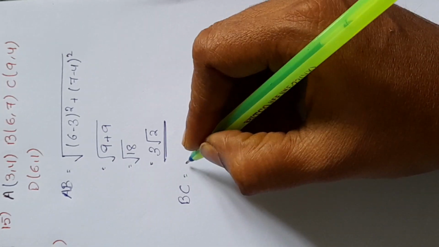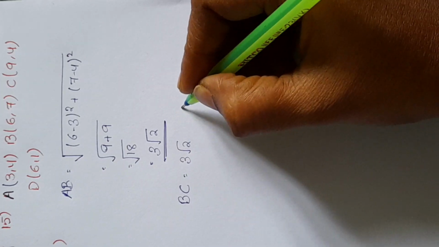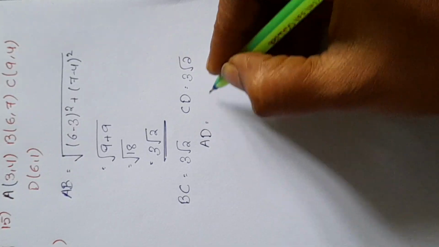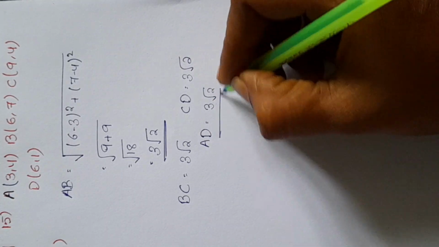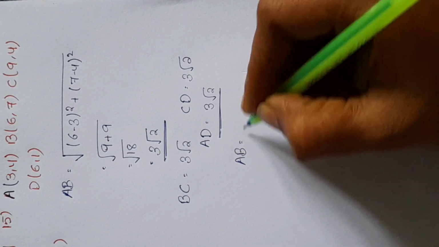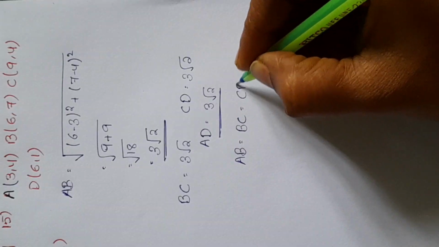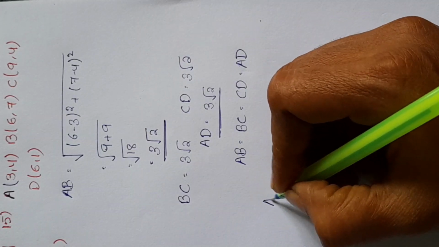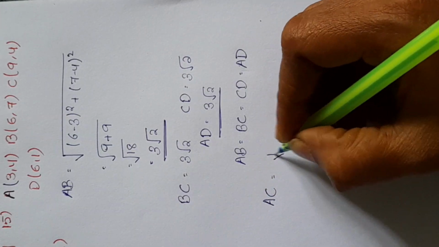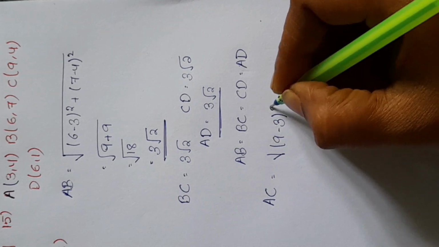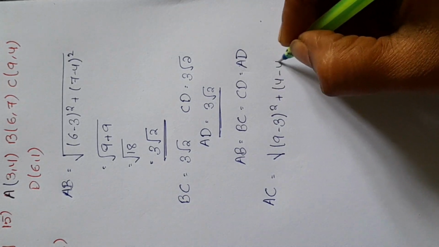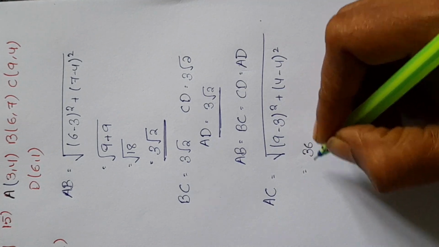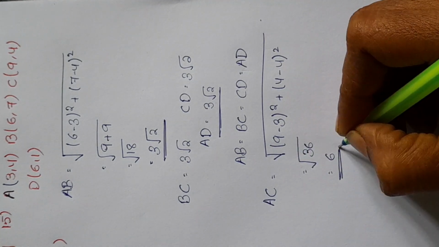And we get the value of BC as 3 root 2. CD is equal to 3 root 2. And AD value is also 3 root 2. That is AB is equal to BC is equal to CD is equal to AD. That is all the 4 sides are equal. Now let us find the length of the diagonals. AC is root of (9 minus 3) whole square plus (4 minus 4) whole square. 9 minus 3 is 6. 6 square is 36. AC is equal to 6.